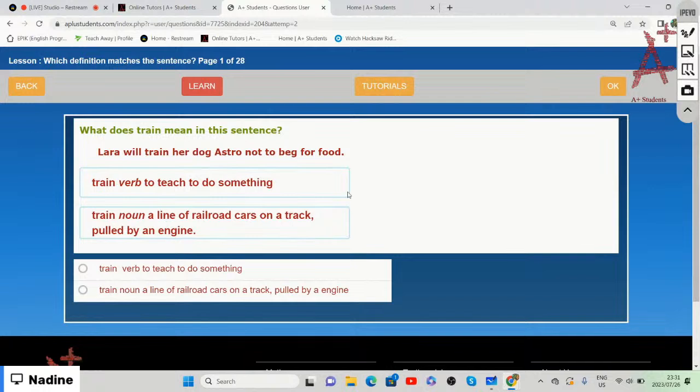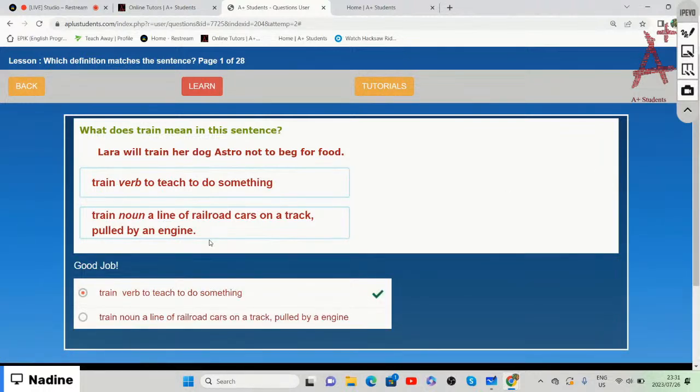All right, so if we were to match the correct definition with the sentence, right? Laura training her dog, then it is training, which is the verb, right? It is an action. It is teaching her dog to do something, right? So if you said train, which is the verb, then well done. That is correct.